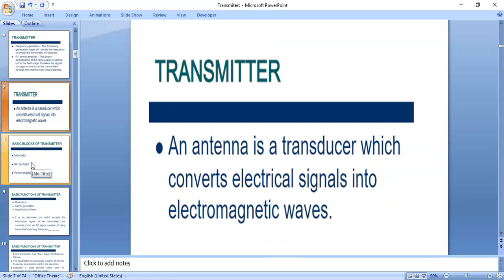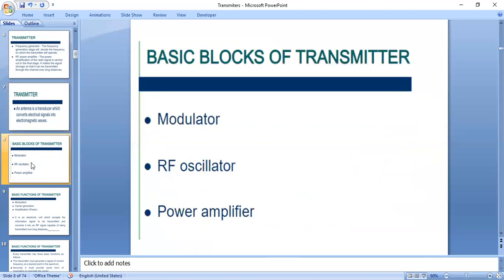So what are the main blocks included in the transmitter? We have the input transducer, a modulator, a power amplifier, and a transmitting antenna. These are the main blocks included in the transmitter.